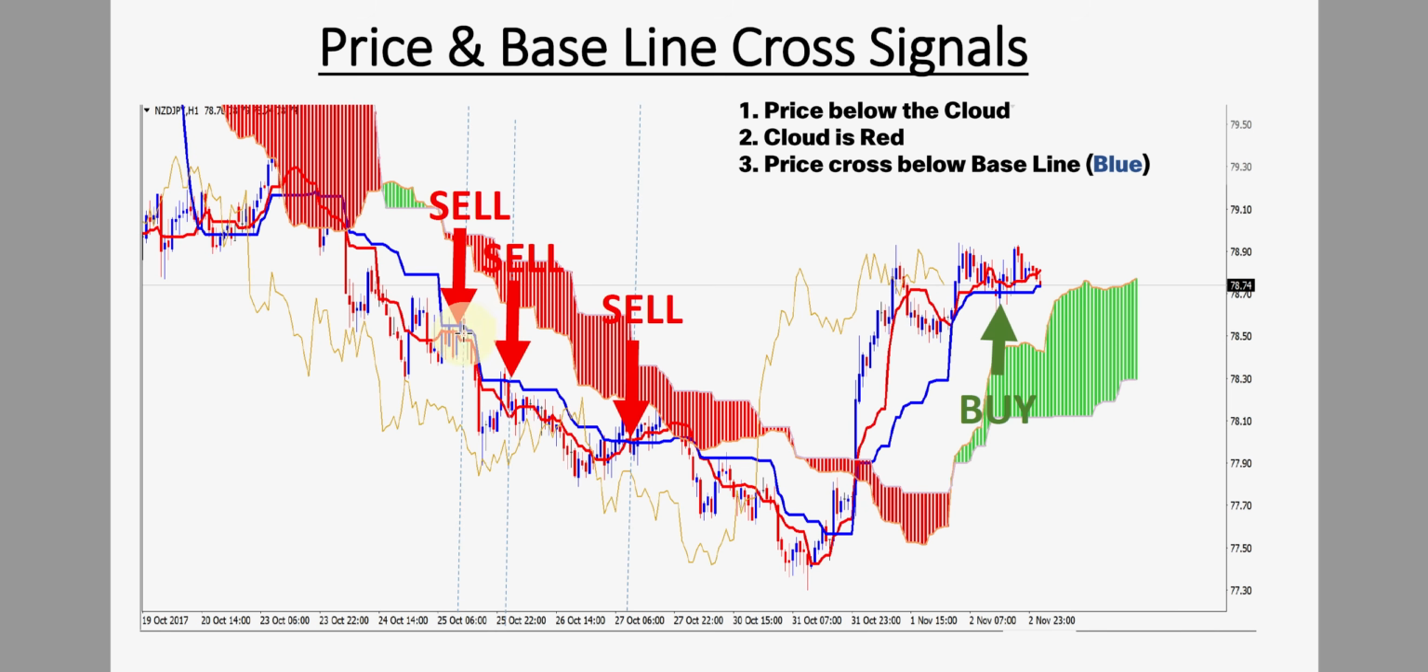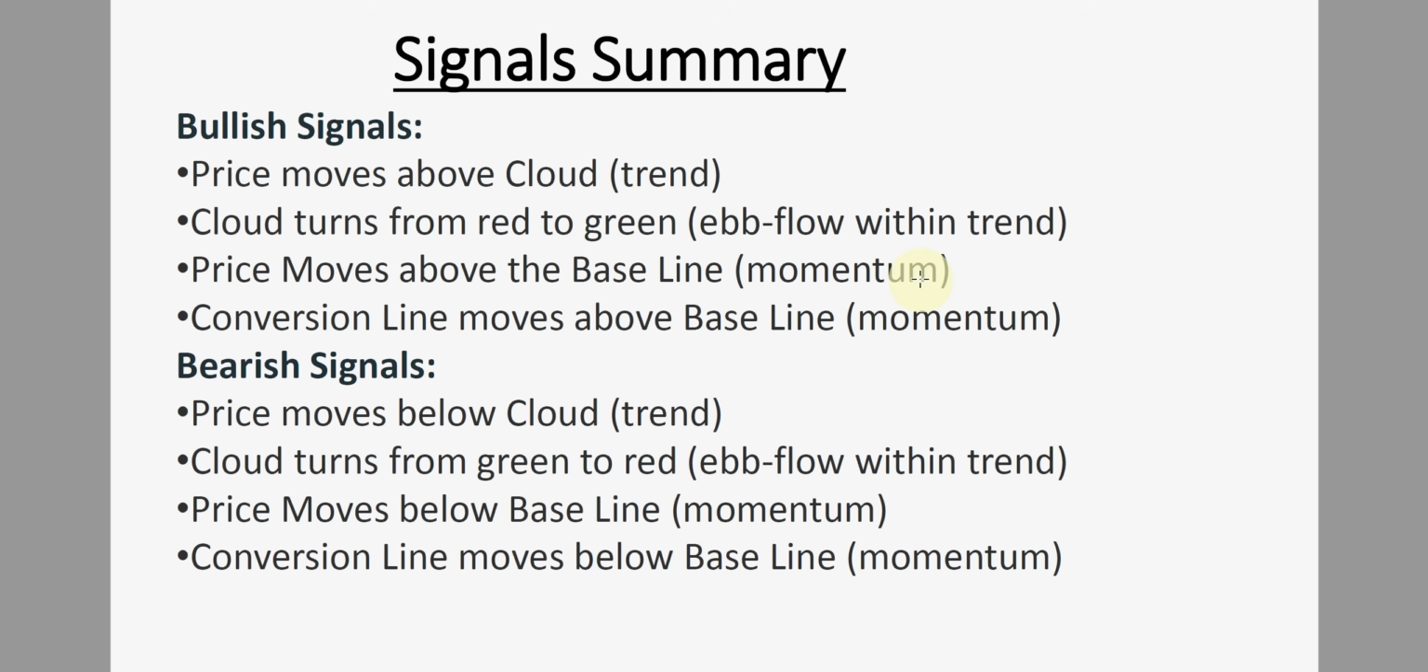Okay, also another example, price touches the blue line here and falls down again, that's a sell signal. Price touches the blue line, which is the Kijun-sen, that's a sell signal. Price touches the blue line, Kijun-sen, and falls back, that's a sell signal. And here is a buy signal.